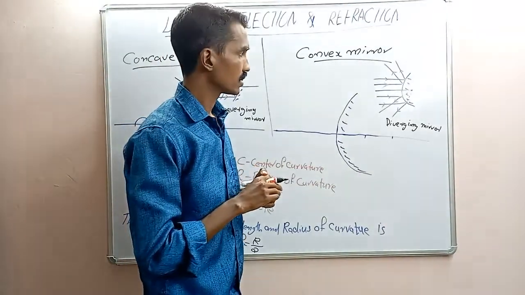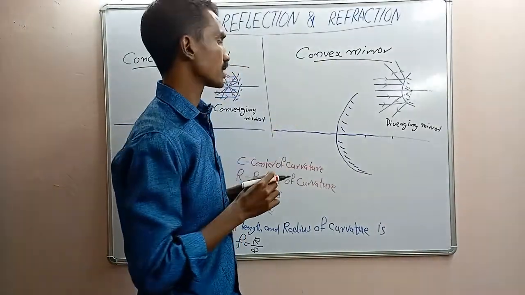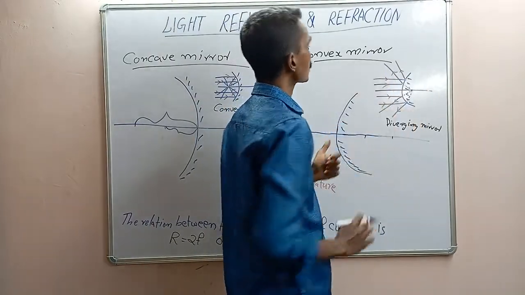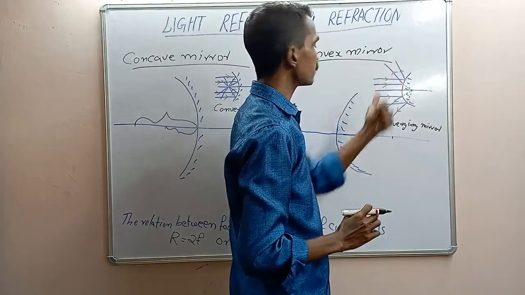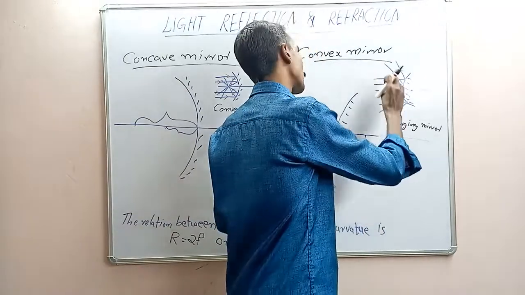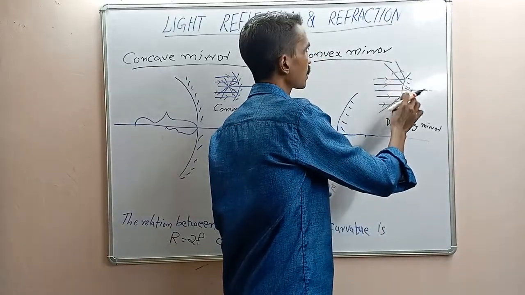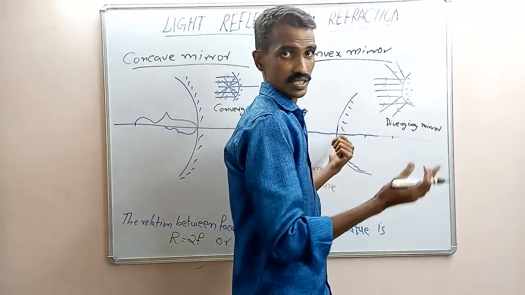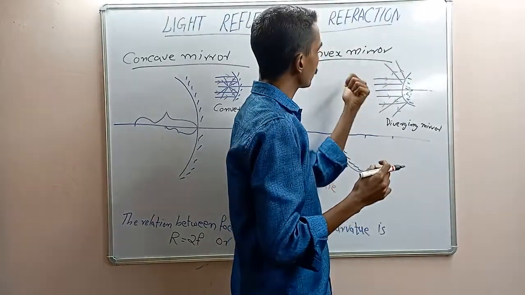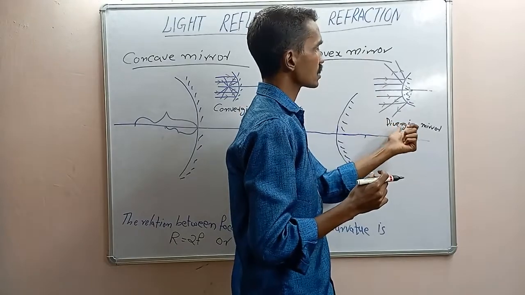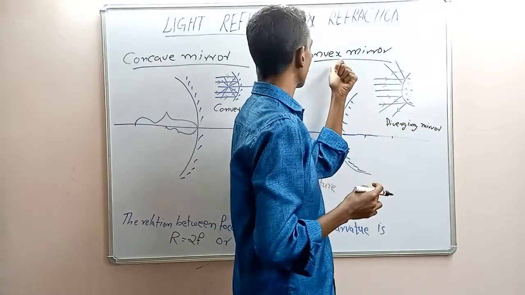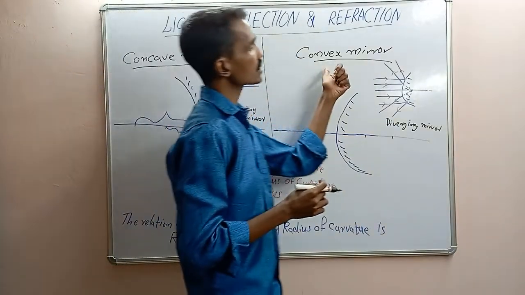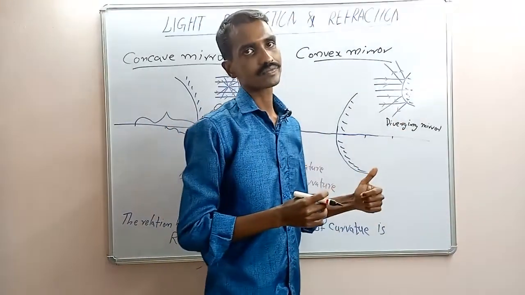But in the case of a convex mirror, when parallel rays enter the convex mirror, the reflected rays move outward, or diverge. So the mirror is known as a diverging mirror. So a concave mirror is a converging mirror, and a convex mirror is a diverging mirror.